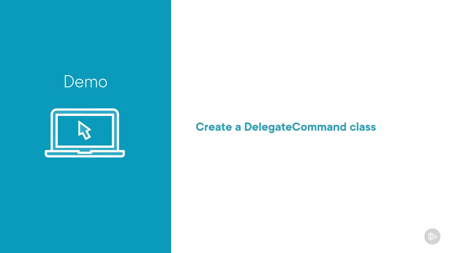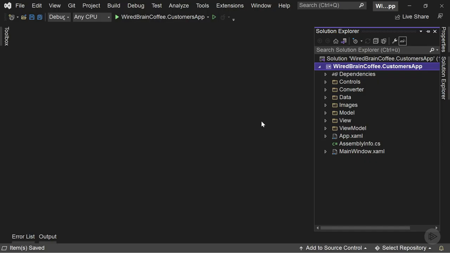In this demonstration you will learn how to create a delegate command class that implements the ICommand interface. Let's switch to Visual Studio. Here I've opened the Customers App project that you can download from the course homepage on pluralsight.com.